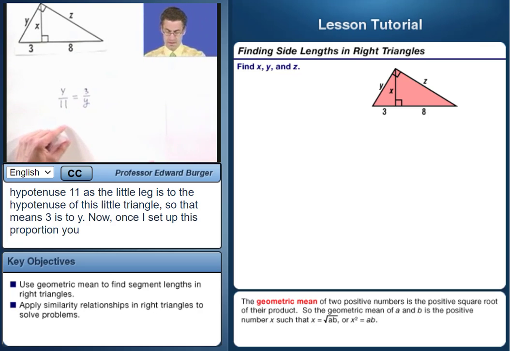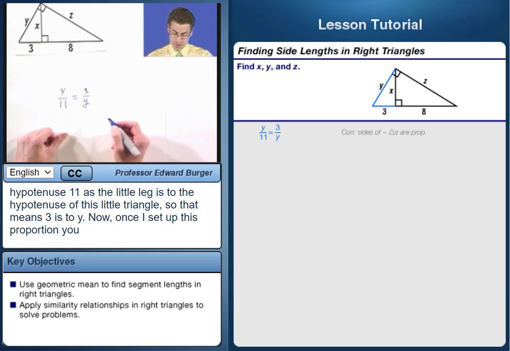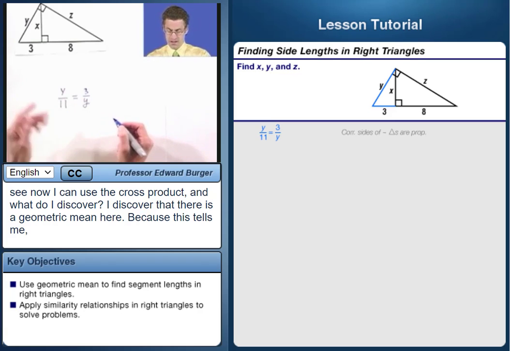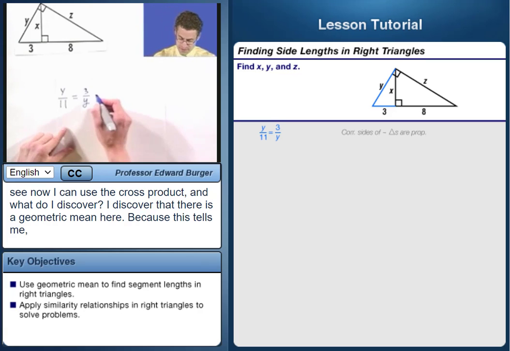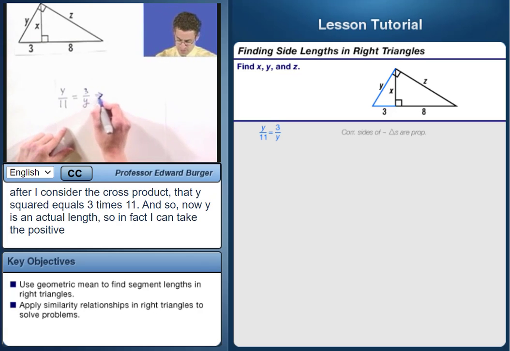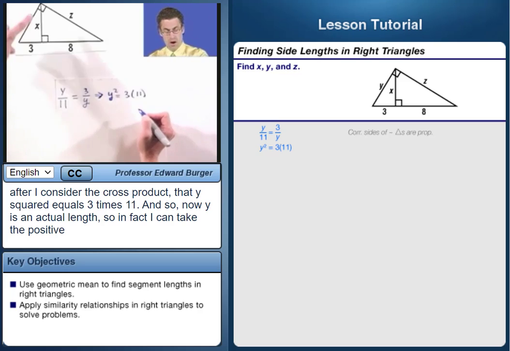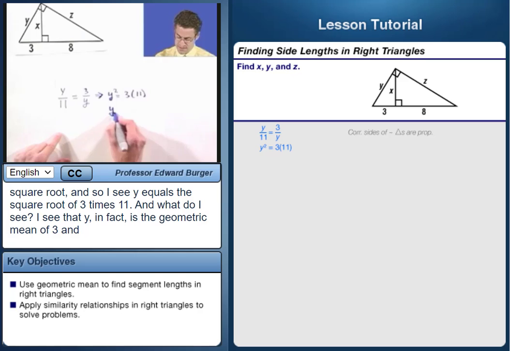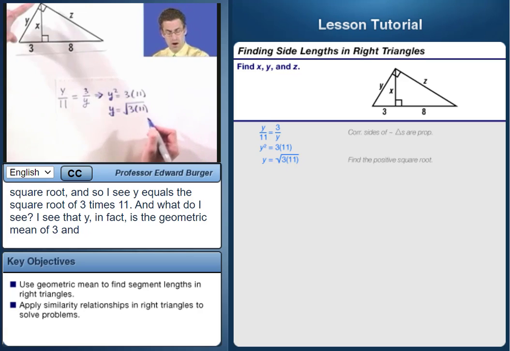And so now y is an actual length, so in fact I can just take the positive square root, and so I see y equals the square root of 3 times 11. And what do I see? I see that y, in fact, is the geometric mean of 3 and 11. Isn't that cool? And so we see that y equals the square root of 33. And so I just found out that this length here is the square root of 33. That's awesome. Okay, so let's now try to find the other sides.